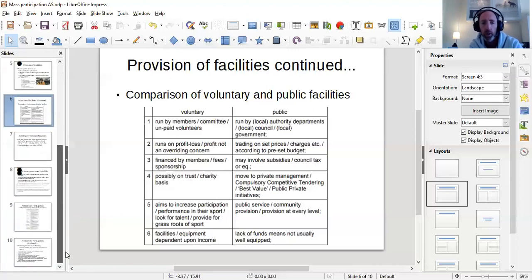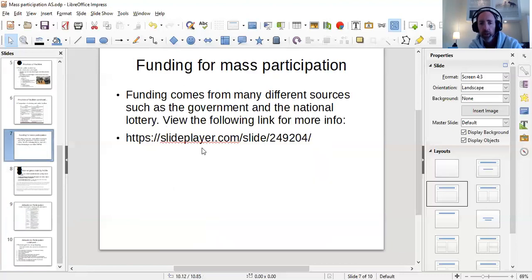Moving on quickly. Okay, next point in the specification is the funding for mass participation. Now, this funding comes from many different sources. The main source of funding in the UK would be the government and what they supply from the budget, and then, for example, the National Lottery as well. So visit this link here for quite a good presentation from an ASP group. So copy that SlidePlayer link and go through that.